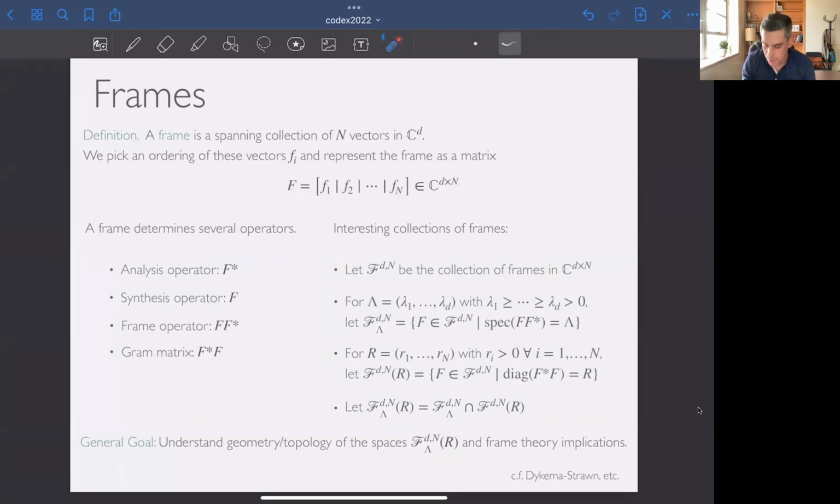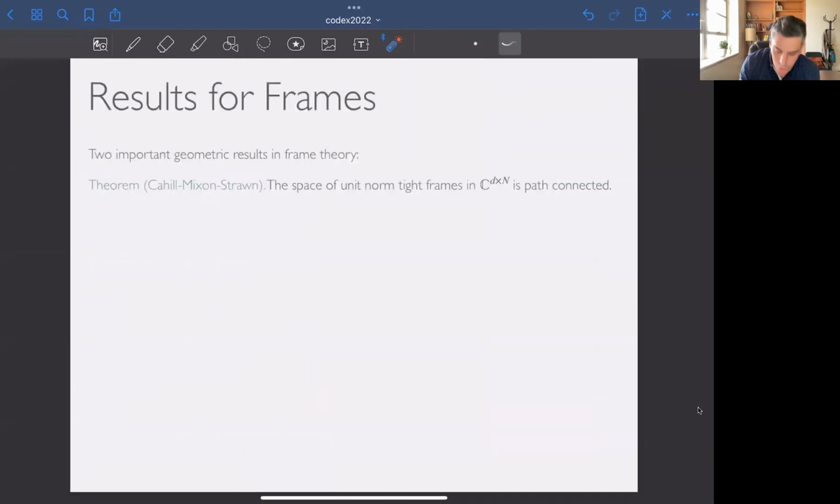And I'll mention that this geometric perspective, thinking about these manifolds of frames, goes back. We weren't the first to do this, at least to work with Mixon and Strawn. Our contribution is to use other geometric structures, in particular symplectic structures. To tell you the type of results you can get using this geometric perspective, I'll give you a couple of important geometric results from frame theory, and then tell you how our perspective can tell you something different about these things.